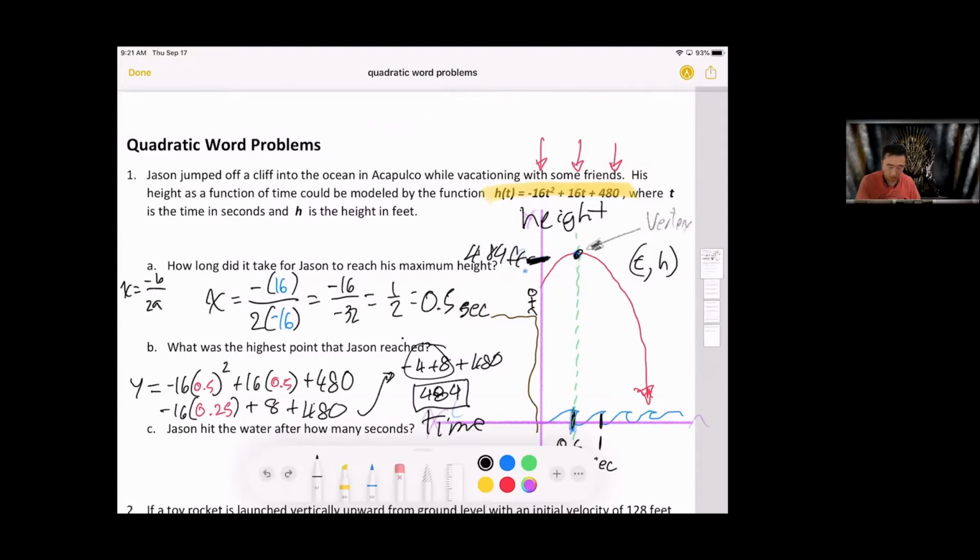So let's see what the next question is. How do I? Dang it, I can't. That is so crazy. I can't move it up. How do I move it up now? How do I scroll up?